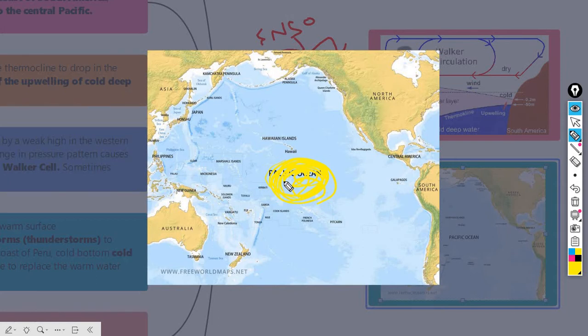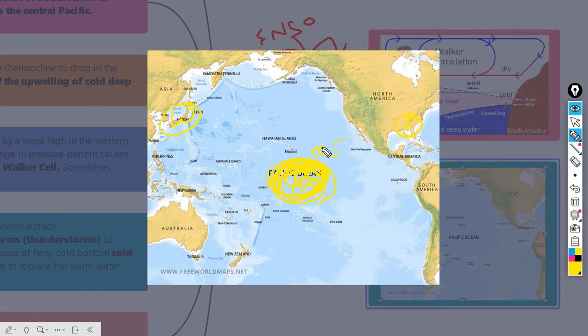In the neutral phase, trade winds blow from the eastern Pacific to the western Pacific. This is the east, this is the west. This is called the easterly tropical trade winds, because they are trade winds blowing in the tropical region.